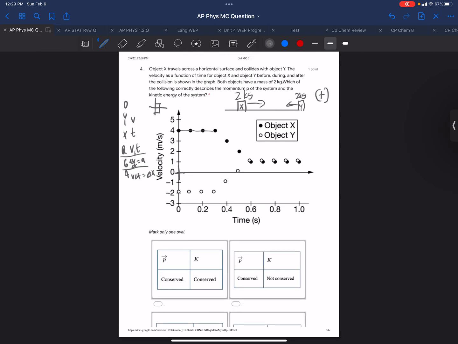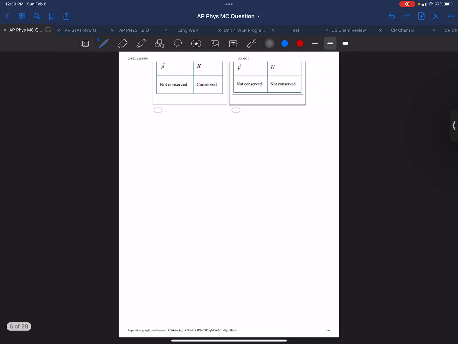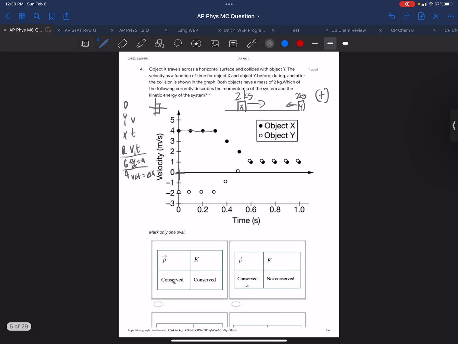Now, there is a law, the law of conservation of linear momentum, and it is always conserved. So momentum conserved, momentum conserved. Momentum not conserved, momentum not conserved. That's never a possibility. Momentum is always conserved. We just know that conceptually.